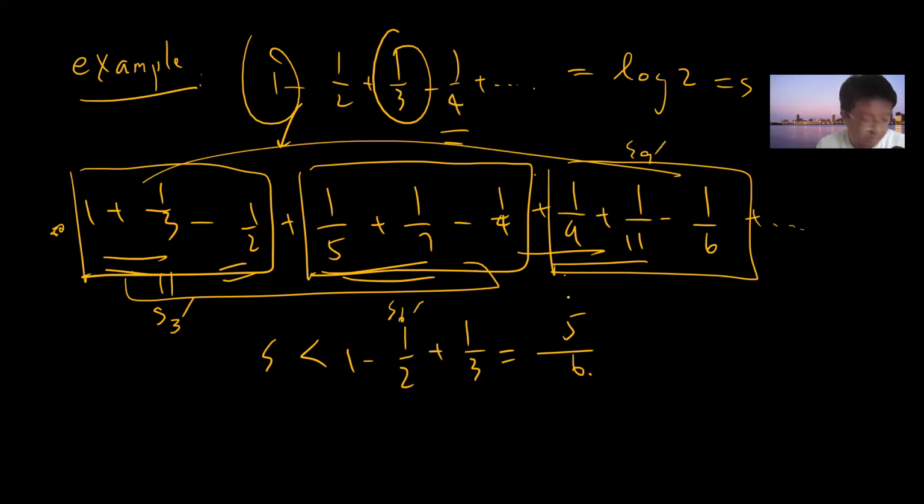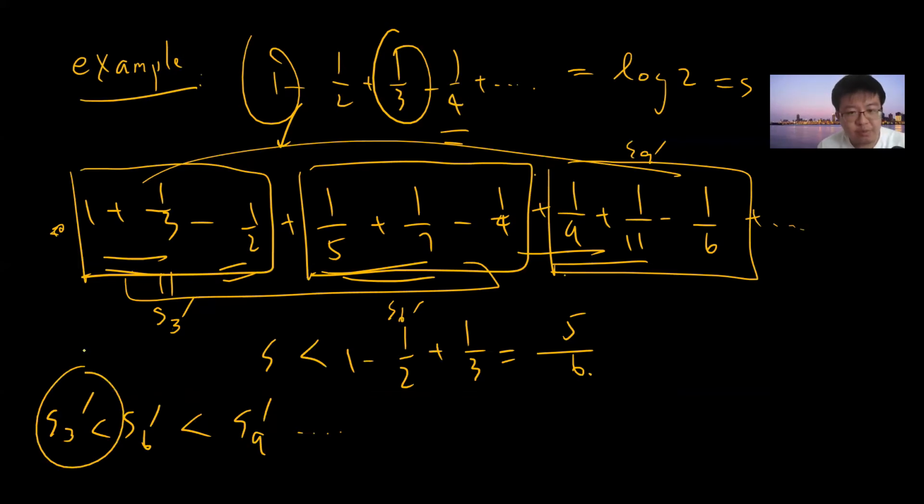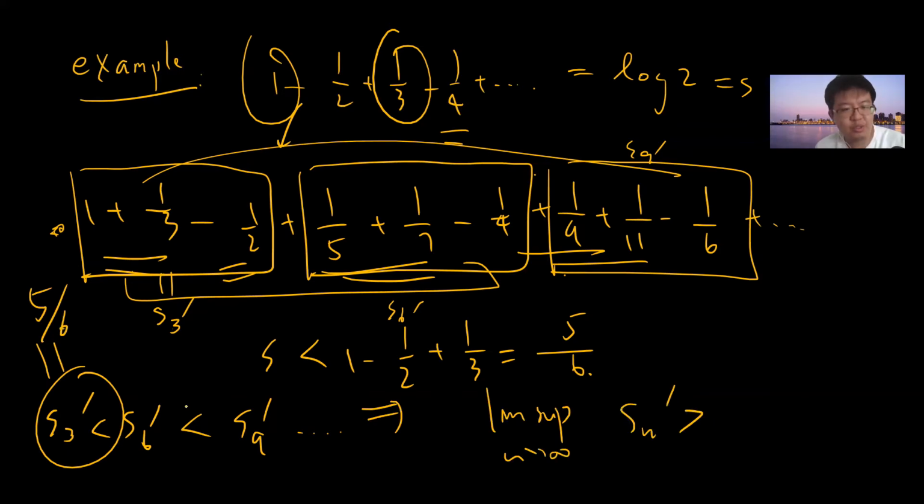Yeah. So by this construction, you know that S3 prime is less than S6 prime because S3 prime is positive, and then you add another term, right? So S3 prime is less than S9 prime. But you notice the thing that S3 prime is just 5/6, right? So by definition, if you take the limit sup as n goes to infinity, this S_n prime will definitely be greater than S3 prime, which is 5/6, right? But the original S is less than 5/6.